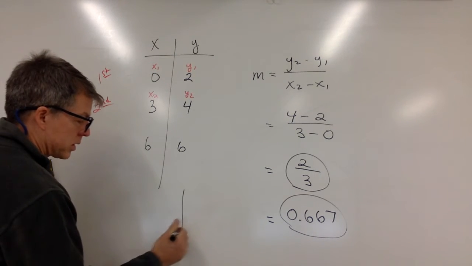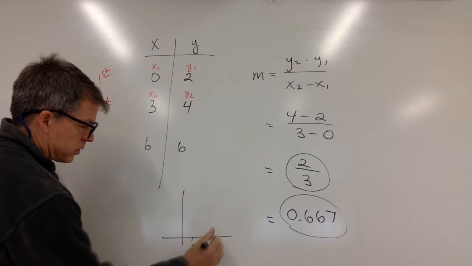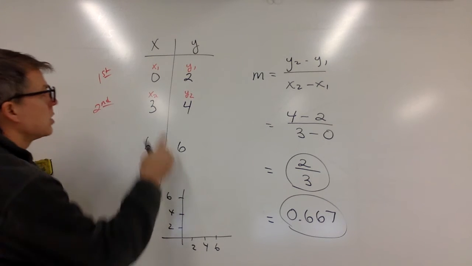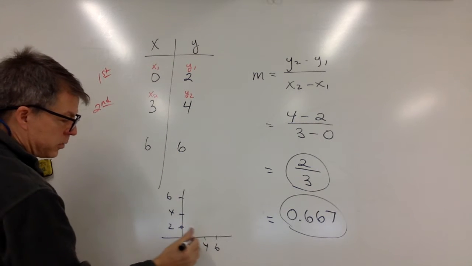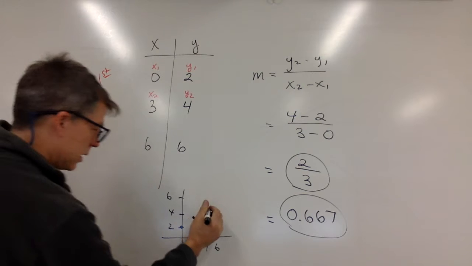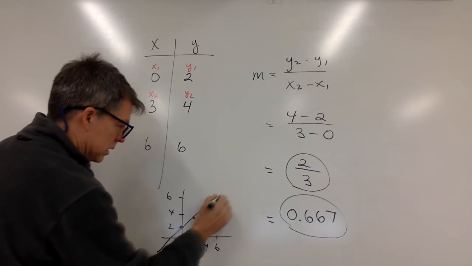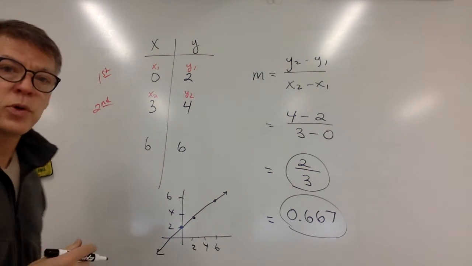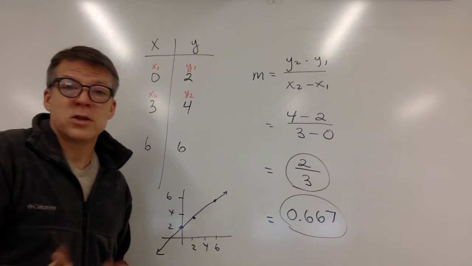I've got a little corner here. So let's go 2, 4, 6, 2, 4, 6. So over 0 and up 2, bam. Over 3 and up 4, bam. Over 6 and up 6, bam. And then, bam. Can you tell that all of my points are on a line? So the slope of this line is 0.66, or 2/3. Okay? That's how you figure out a slope.